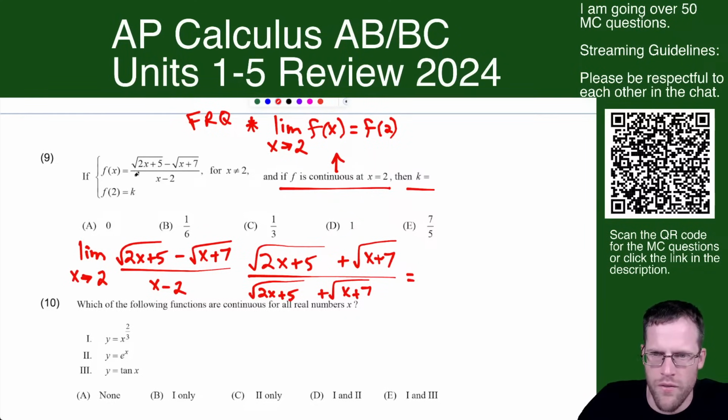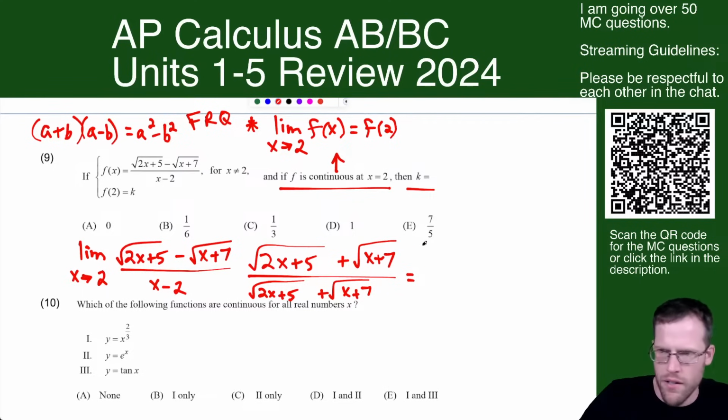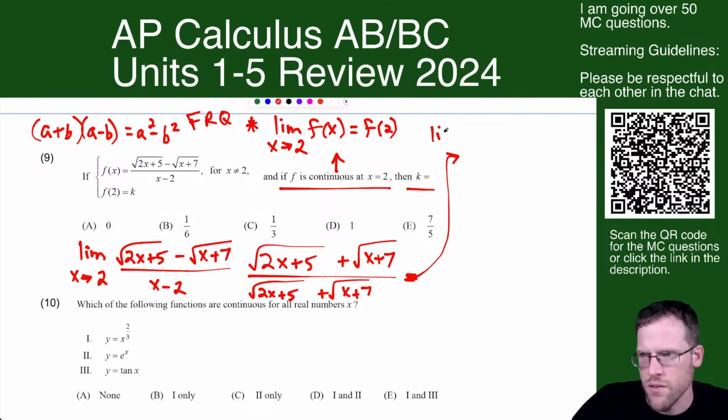All right, so this one, if your algebra game is strong, when you multiply a plus b times a minus b, a binomial and its conjugate, it's a squared minus b squared. So I think of this as my a and my b. Let us say this is going up here. So this would be the limit as x approaches 2 of 2x plus 5. Radical 2x plus 5 times itself is 2x plus 5. So this is like our a squared minus our b squared.